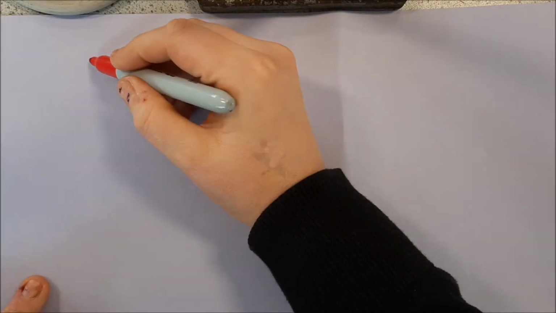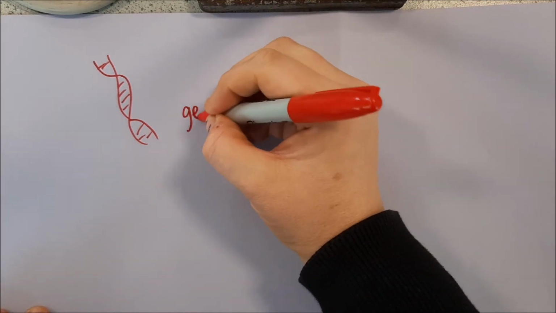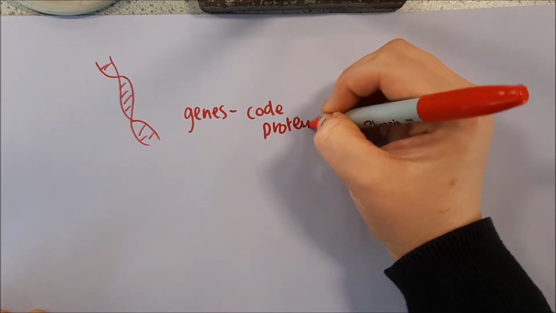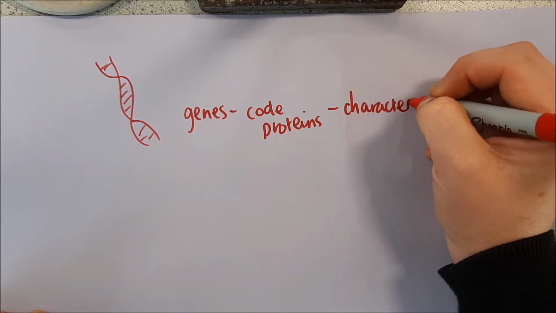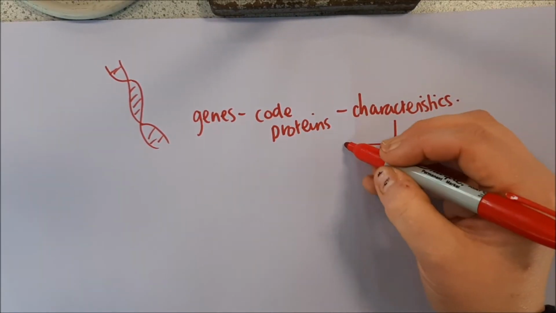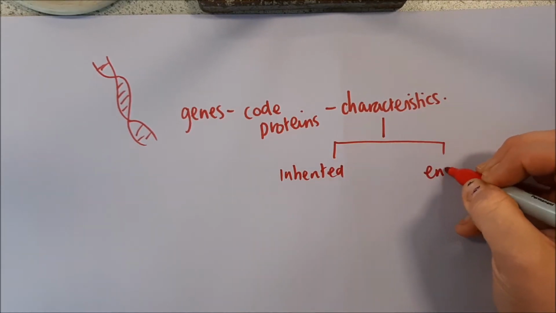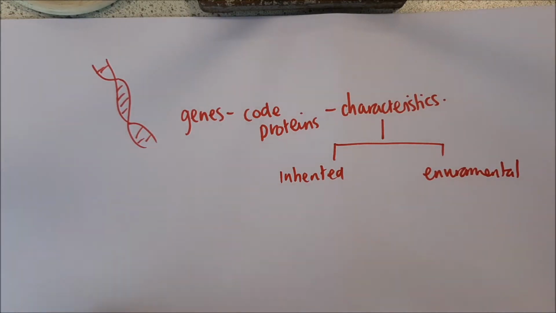Just a little bit of a reminder, remember DNA is this double helix polymer of repeating units. When we inherit characteristics, we are inheriting portions of this DNA in genes, and genes code for proteins, which can code for characteristics. Our characteristics can be produced in two ways. They can either be inherited or they can be environmental. And you need to know which of these certain characteristics are.